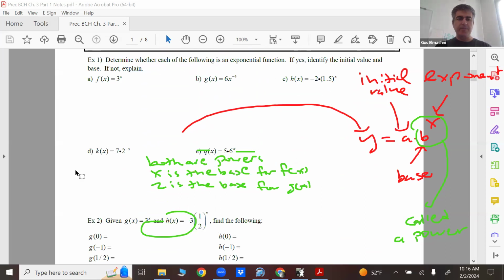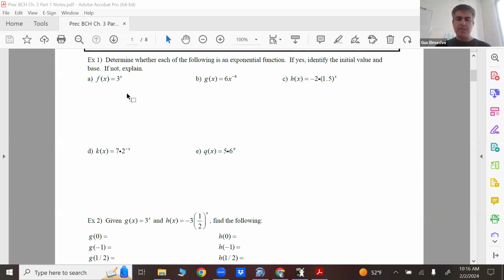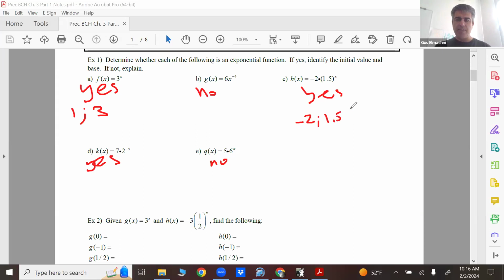All right, let's look at these here really quickly. Which of the following is an exponential function? If yes, identify the initial value and the base. Easy peasy. Yes. No. Yes. Yes. And no. So clearly the initial value is 1 and the base is 3. Here initial value is -2. Base is 1.5. Here initial value is 7. Base is 2. And e, throwing into a loop, that's just a constant, right?